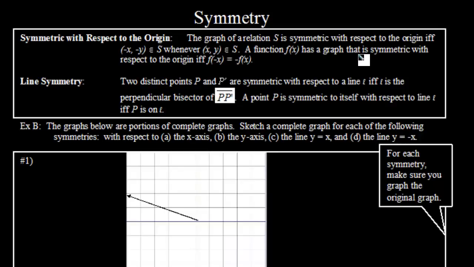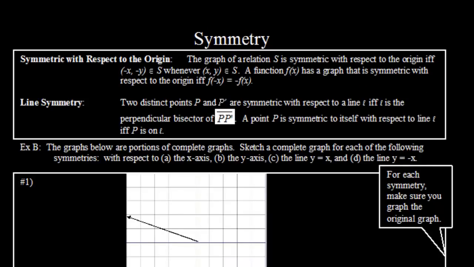A function f of x has a graph that is symmetric with respect to the origin if and only if f of -x equals -f of x. It's a lot of words, it sounds confusing, but it really is not that difficult. This is a quick example. Right here we have the origin. Let's say we have an ordered pair.